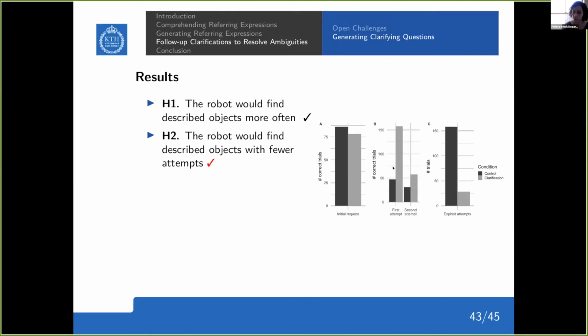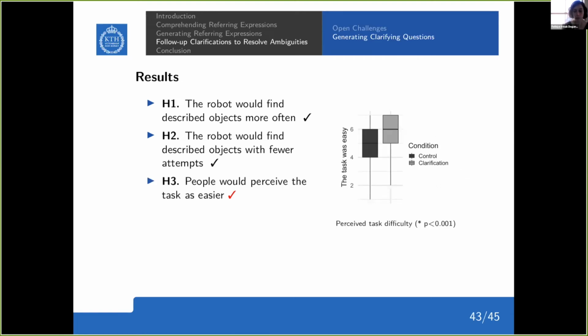But whenever there were ambiguities in the first and second attempts, in the clarification condition the robot was able to find the objects more often. In the first attempt in clarification, it was asking for follow-up clarifications, but for the control one, it was asking to redescribe over and over again. And here, expired attempts were fewer for the clarification condition compared to the control one.